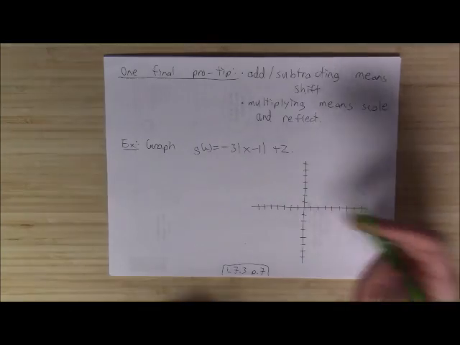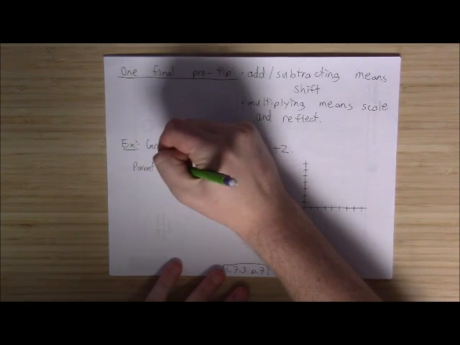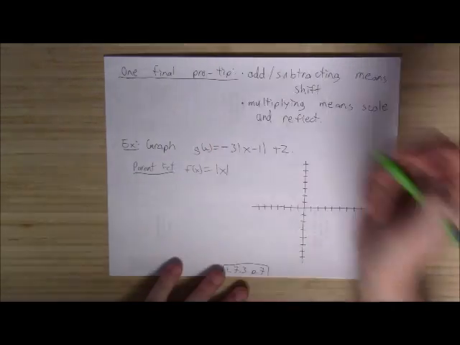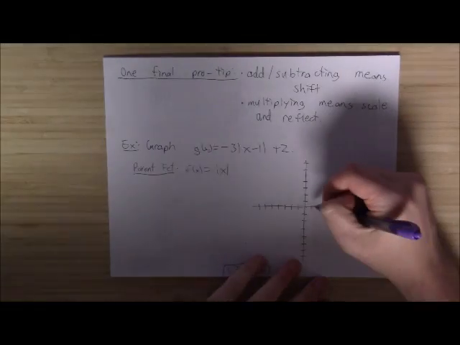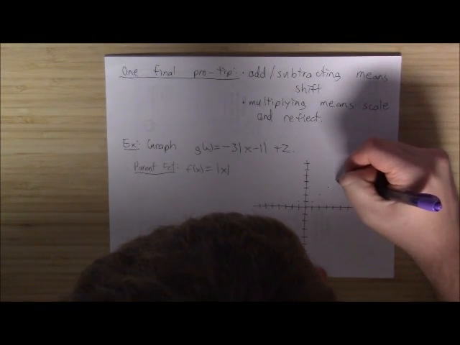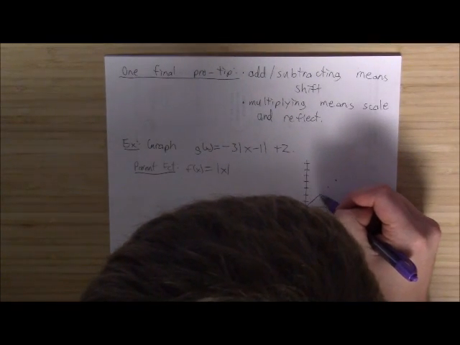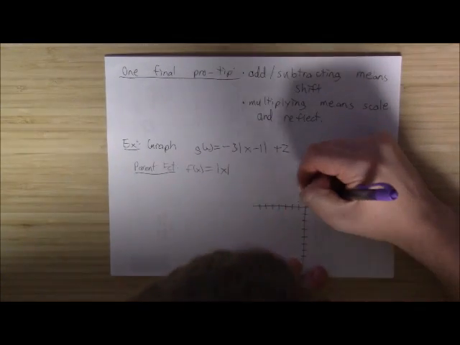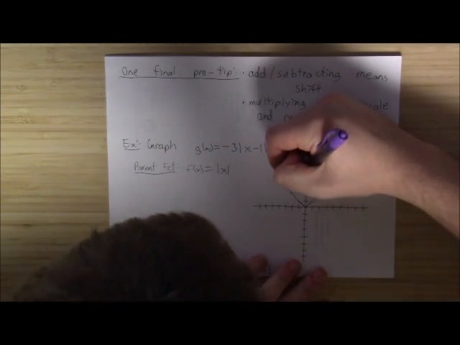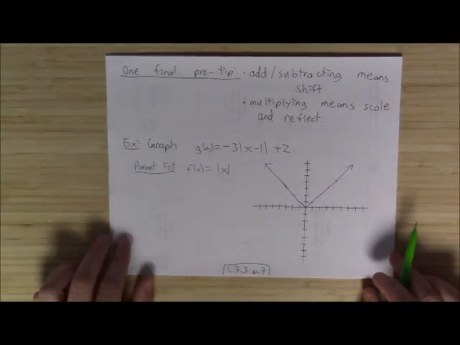Well, the first thing to note here is to identify what the parent function is that you're trying to use. The parent function is f of x equals the absolute value of x. What does that look like? Well, it's helpful to see it. Like that, and give myself a few points like that. Okay, so that's f of x equals the absolute value of x.